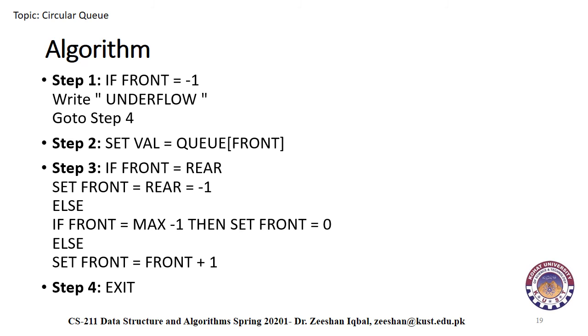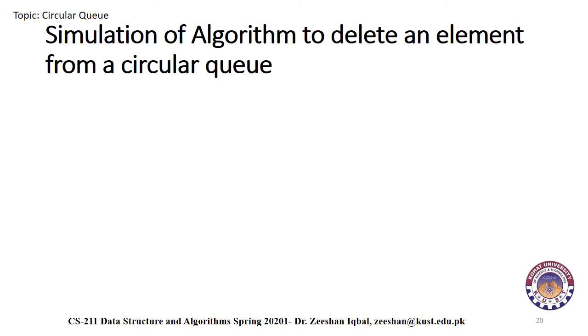In the else portion, we can see that if front is equal to max - 1 is true, then we have to set the front value to 0 and the value is deleted from the front end. Otherwise, in the rest of the cases, we have to simply increment the front value by 1 and delete the element at the front end.